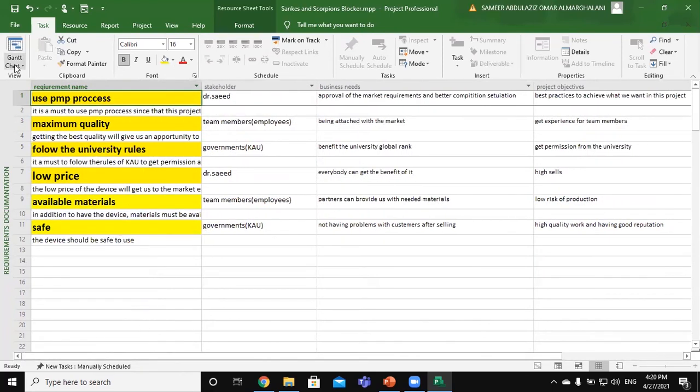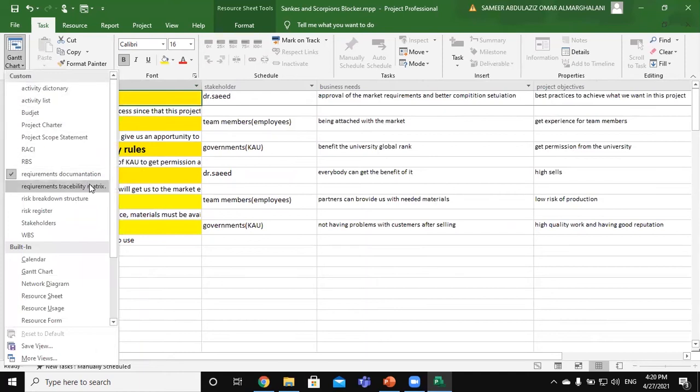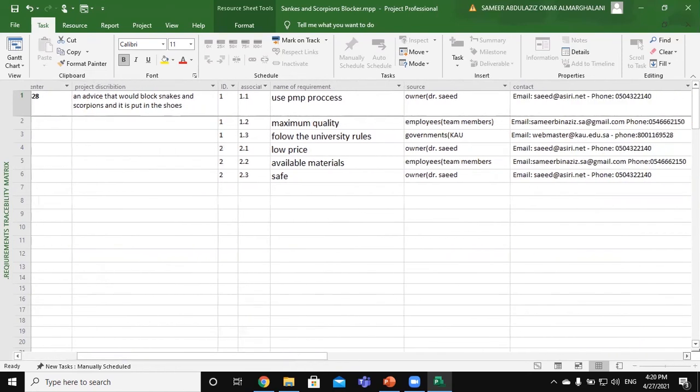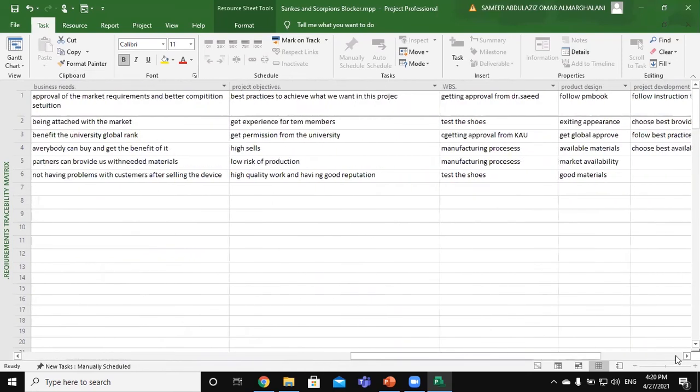Let's go to the requirements traceability matrix. Here we can see that we have an ID and associate number for every requirement. We have the source for it. We have the contact, go to the right. We have the contact information. We have the business needs and project objectives I have talked about.